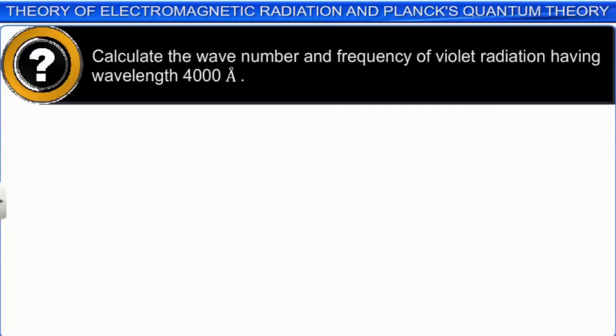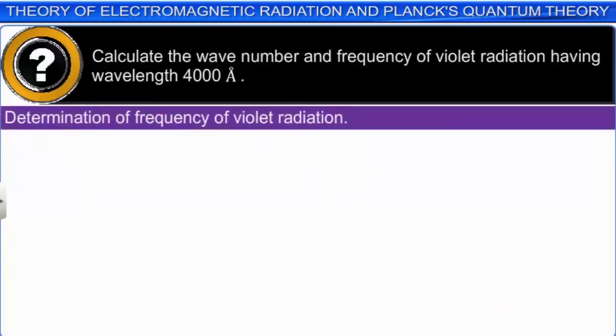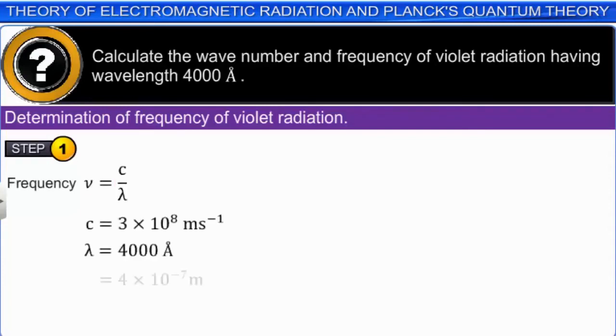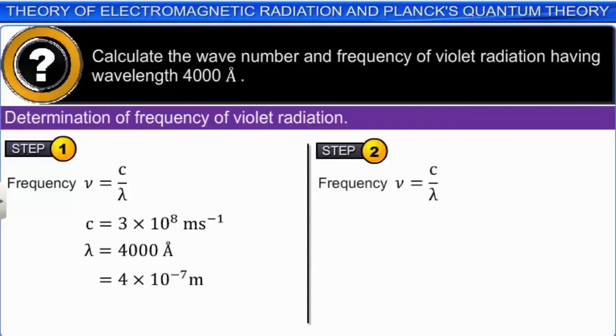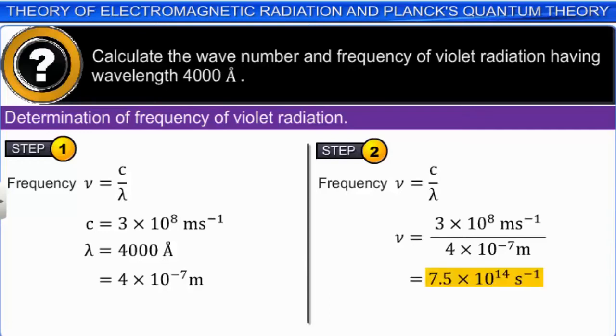Now, let us calculate the frequency of violet radiation. The first step involves writing the corresponding formula, nu equals c divided by lambda. The second step involves substituting the value of lambda, that is, 4 × 10^-7 meters, and the velocity of radiation, which is equal to 3 × 10^8 meters per second, in the above equation. On solving, finally we get 7.5 × 10^14 per second.